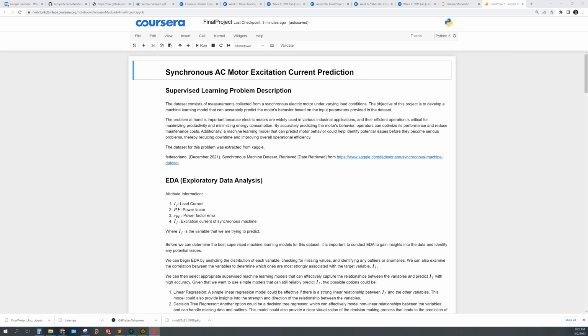Today I'm going to present to you my experience with creating an AI model related to predicting the excitation current in a synchronous AC motor. I knew I wanted to do some sort of motor control. The model is a machine learning model, a supervised machine learning model.